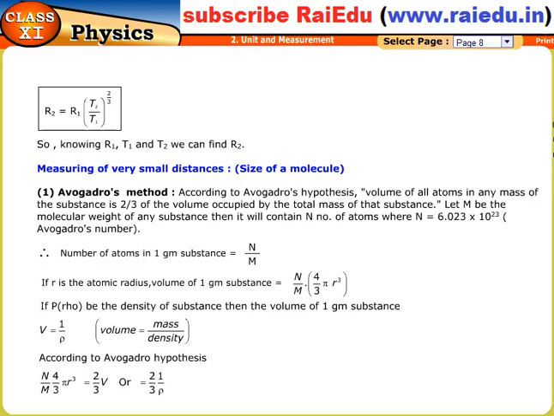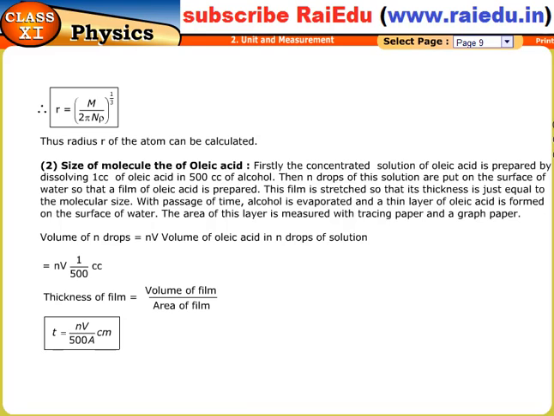V equals 1 upon rho, volume is equal to mass upon density. According to Avogadro's hypothesis, n upon m into 4 upon 3 pi r cube is equal to 2 upon 3 V, which equals 2 upon 3 into 1 upon rho, or 2 upon 3 rho. Therefore, r equals (3m upon 2 pi n rho) raised to the power 1 upon 3. Thus, the radius r of the atom can be calculated.